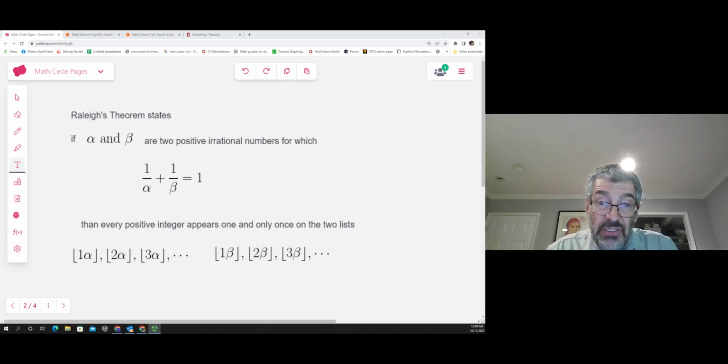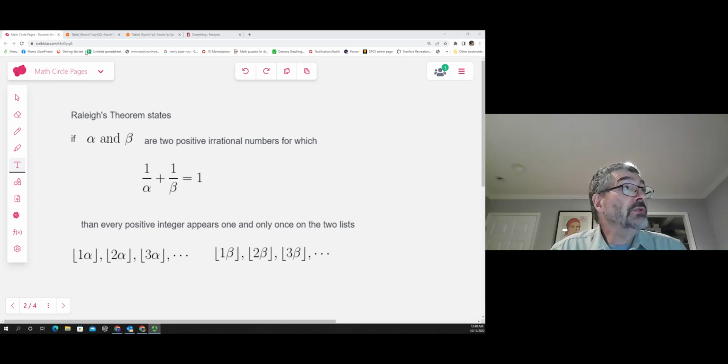And when you look at those two sequences, it turns out, and certainly the examples we saw all seem to look like this, that every single positive integer shows up on one of those two lists, but no positive integer shows up on both of those two lists. They partition the positive integers. Some of them are with the alphas and some of them with the betas, and nobody's with both.